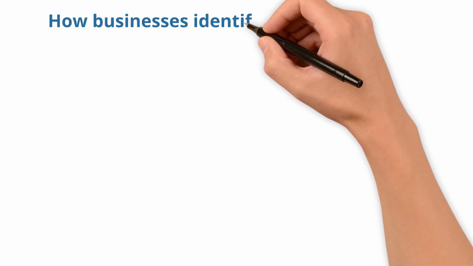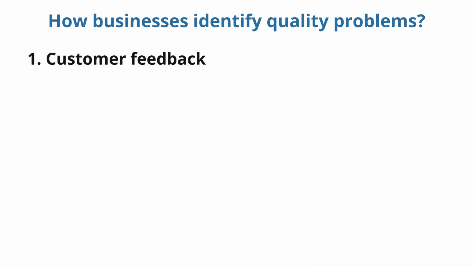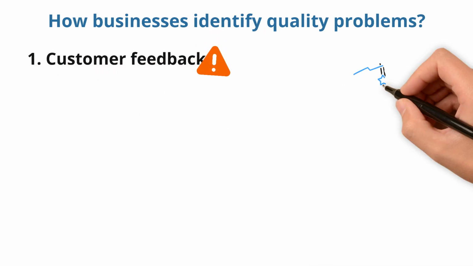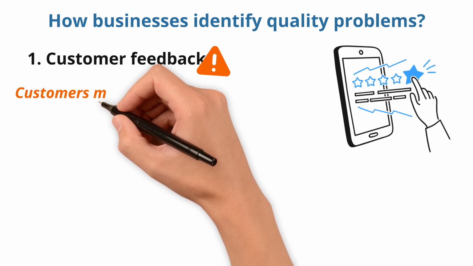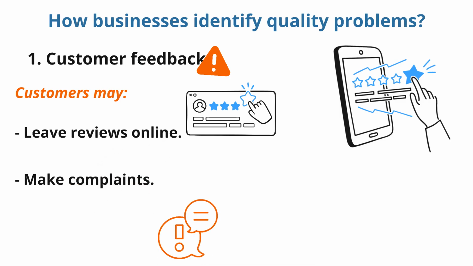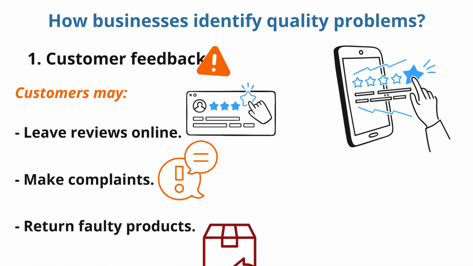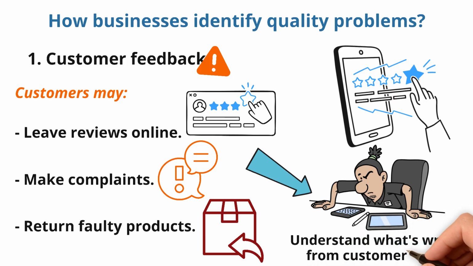How businesses identify quality problems. Number 1. Customer feedback. One of the most important ways is through customer feedback. Customers might leave reviews online, make complaints, return faulty products. This helps businesses understand what is going wrong from customers' point of view.